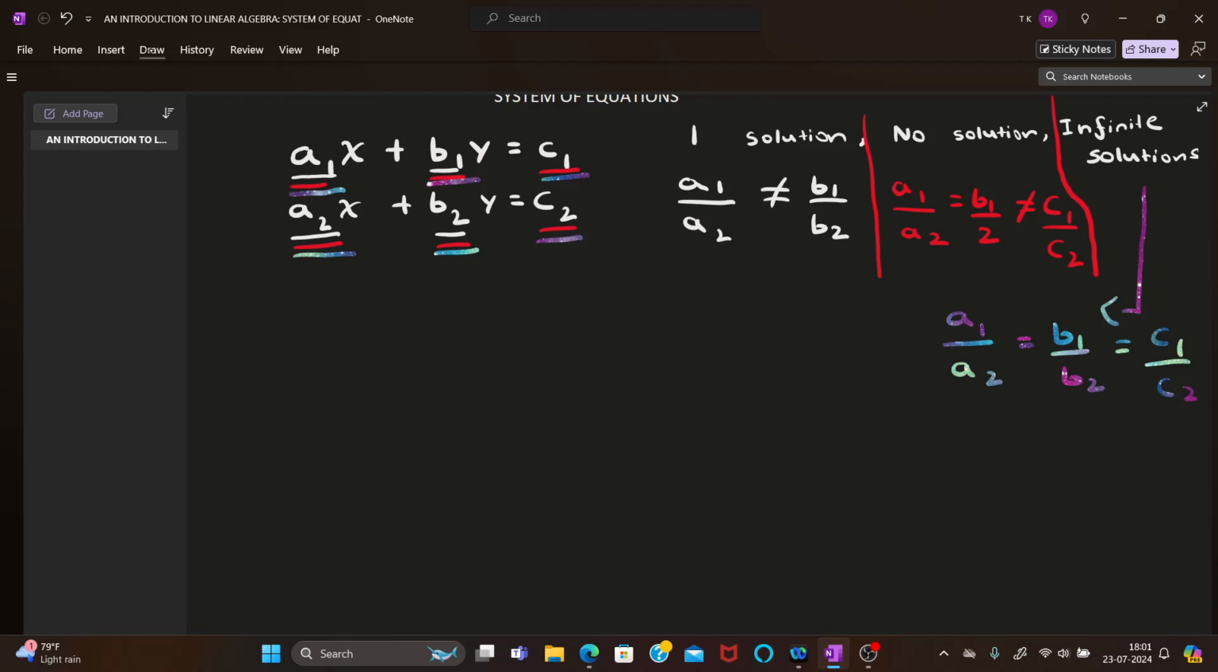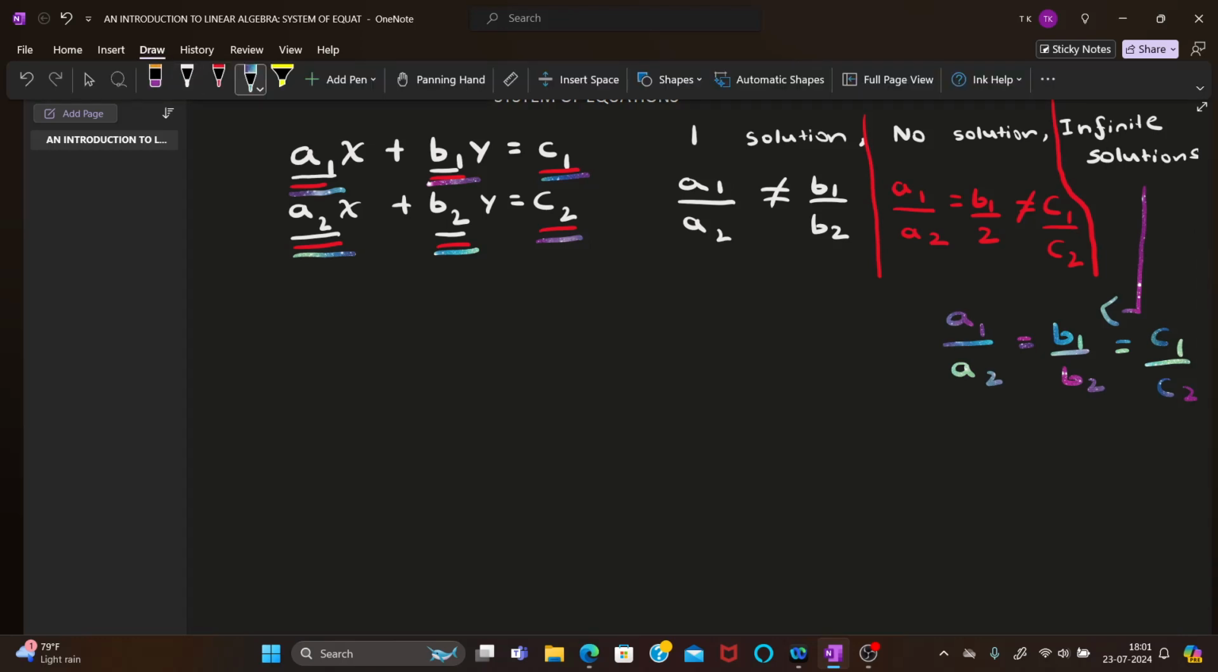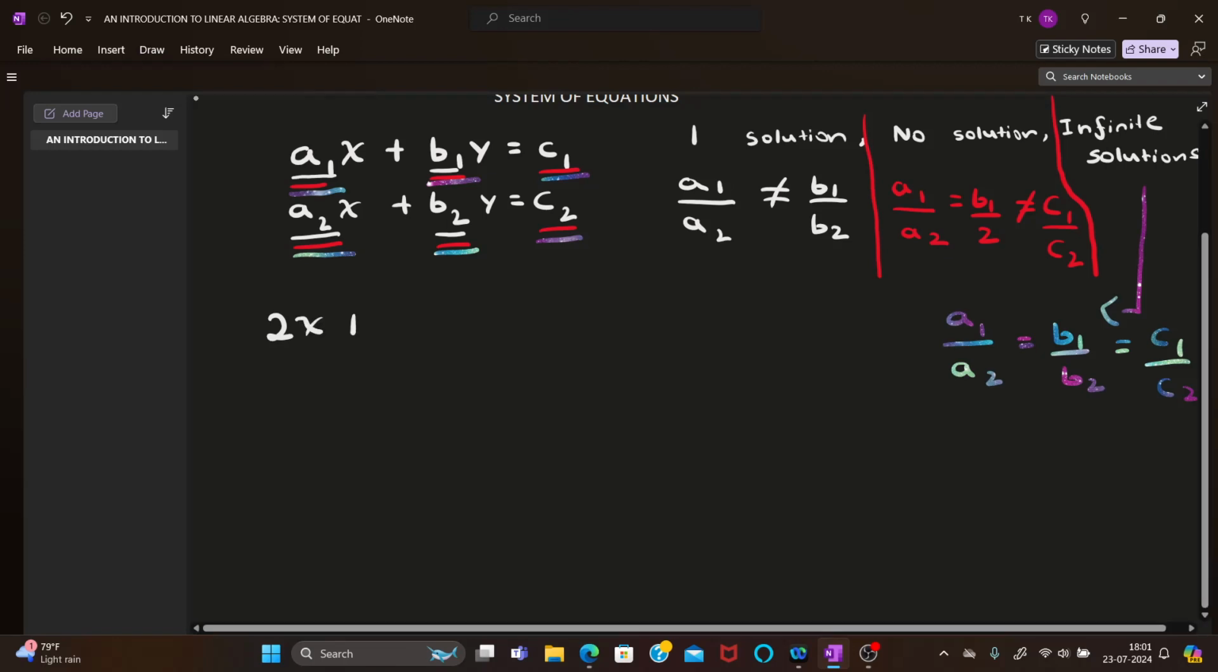So I'm going to be starting with one solution. So let me show you an example. So 2x plus 3y is equal to 7. That's our first equation. And 4x minus y is equal to 5. So this is the system of equations which we have. And this is equation 1 and this is equation 2.